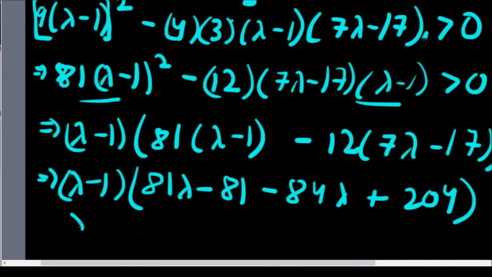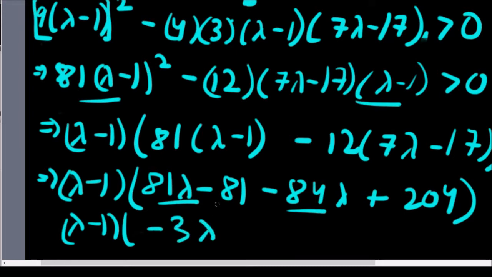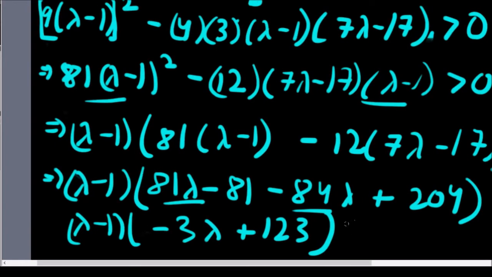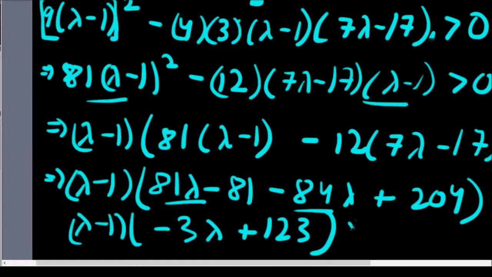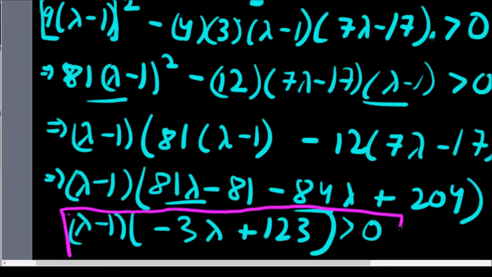Now I can simplify it further. This becomes minus 3 lambda. 204 minus 81 is 123. Yeah, I'm pretty sure that's correct. Okay, and this is greater than 0. So we finally got our quadratic inequality. Now we have to solve it. Let me highlight it in magenta over here.